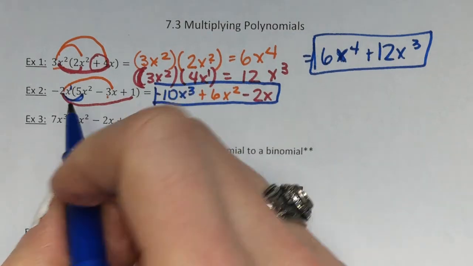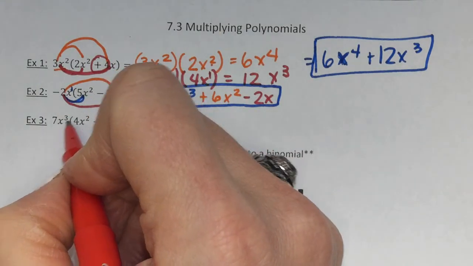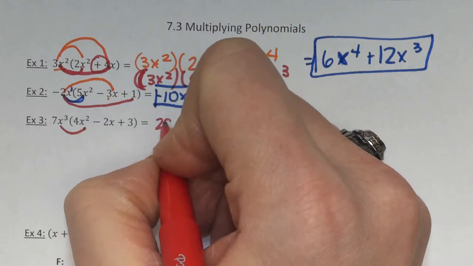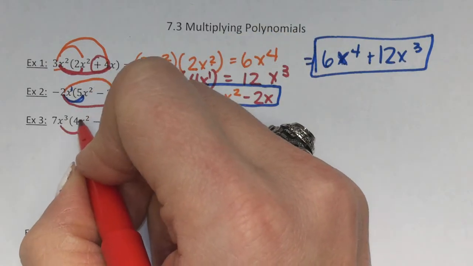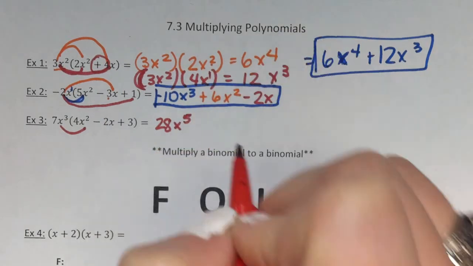Alright, last one here. 7x cubed times 4x squared. 7 times 4 is 28. X cubed times x squared is going to give us x to the 5th because we're going to add those exponents.